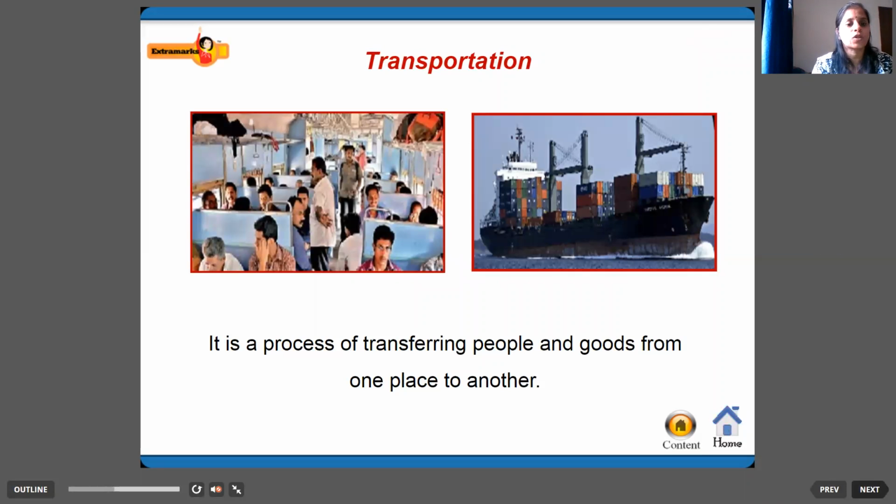Transportation. What is transportation? It's the process of transferring people and goods from one place to another. If you're transferring things from one place to another, that is known as transportation.